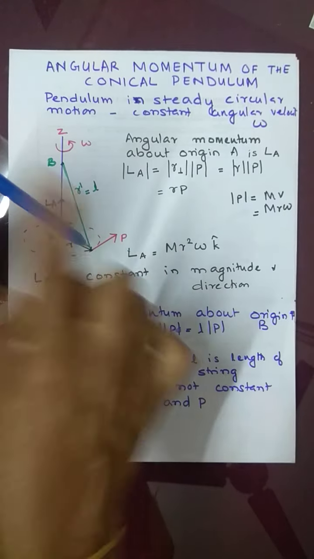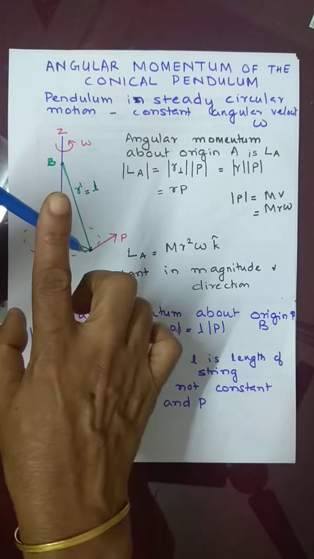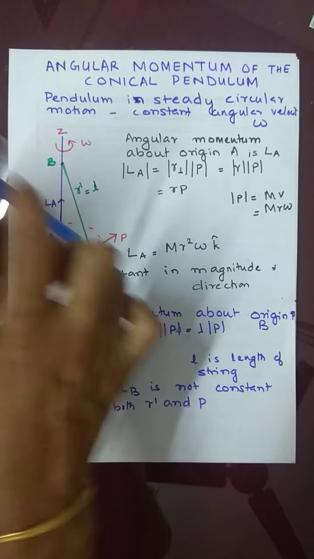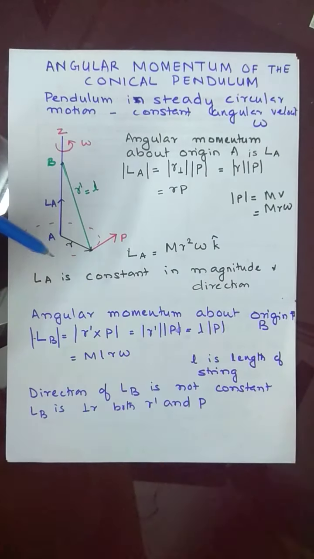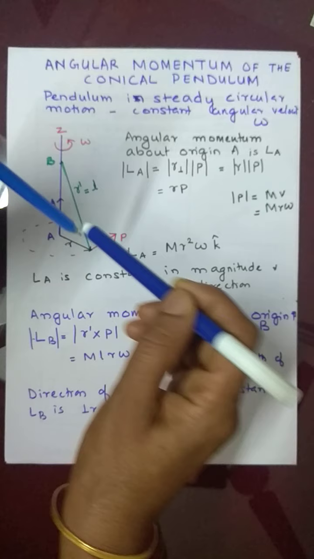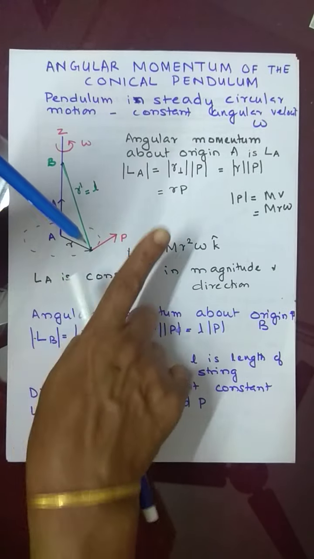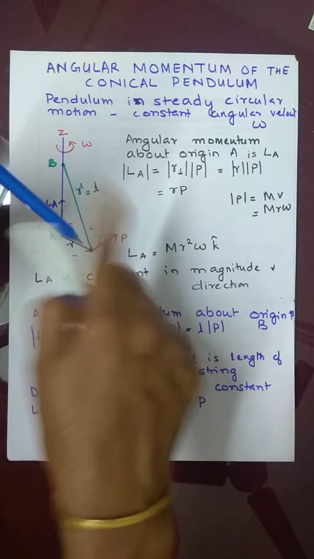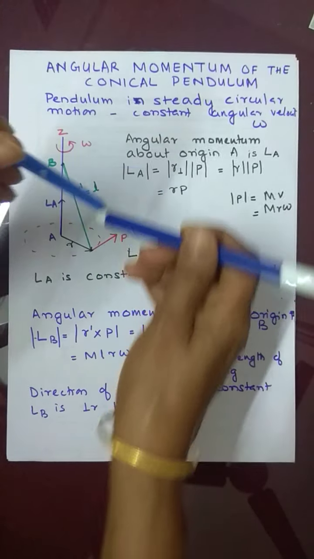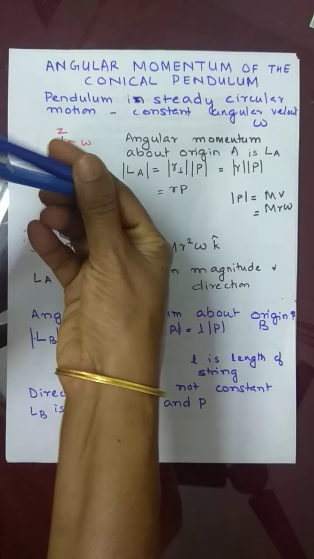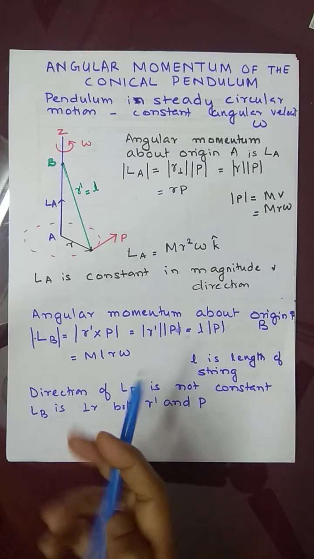So if you consider the plane representing this length L and the momentum, this is the plane of L and P, or R prime and P. Perpendicular to this will be the direction of the angular momentum, because this is the r prime, this is P. The direction perpendicular to this plane will be like this. So this is keeping on rotating. When the pendulum is rotating, the direction of angular momentum also keeps on changing.